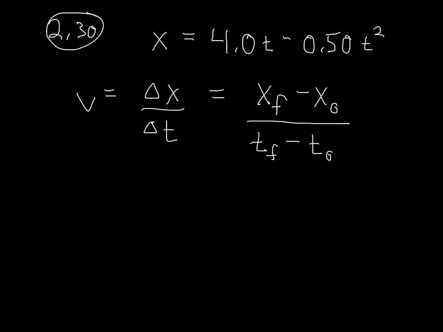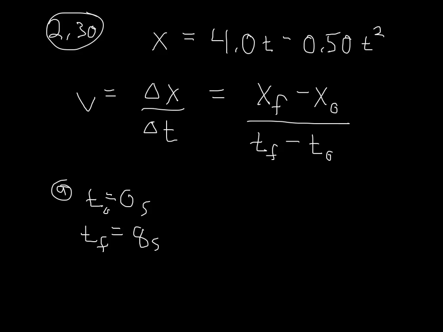In part A, they ask us to find the average velocity between t equals 0, so t initial is 0, and t final is 8. Okay, so I look at my average velocity equation. I need t final and t initial. I have both of those. What else do I need to be able to plug in and solve this? I need x final and x initial. Can I get those? Yes.